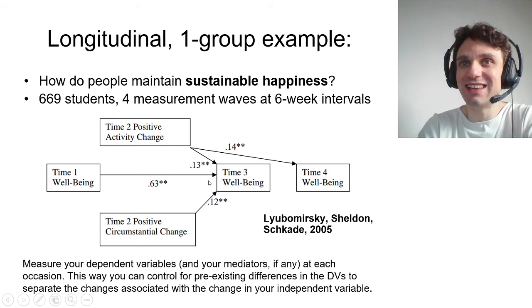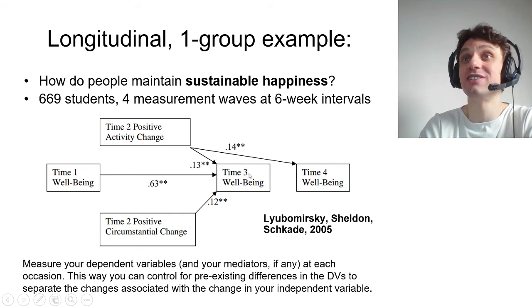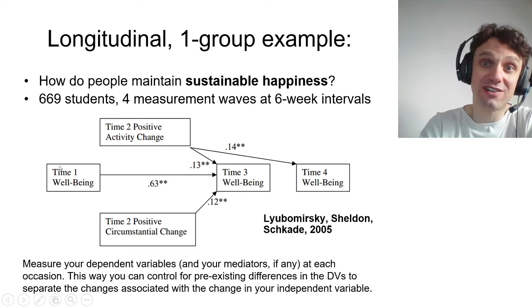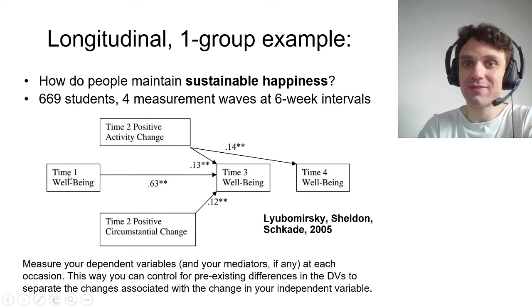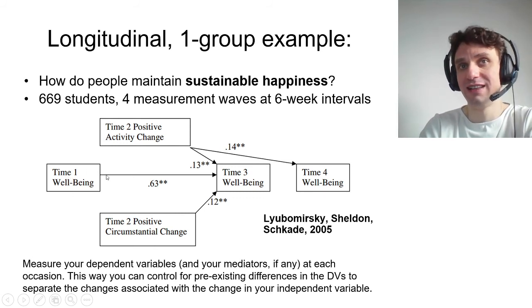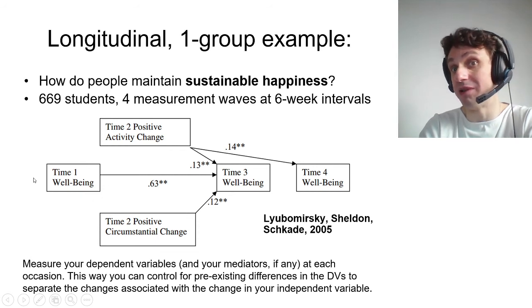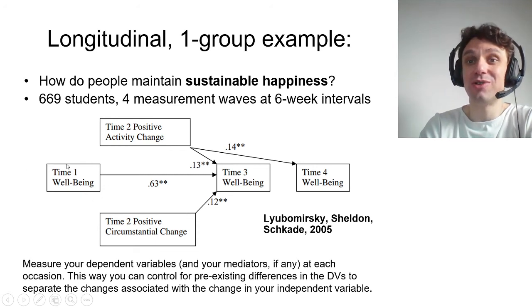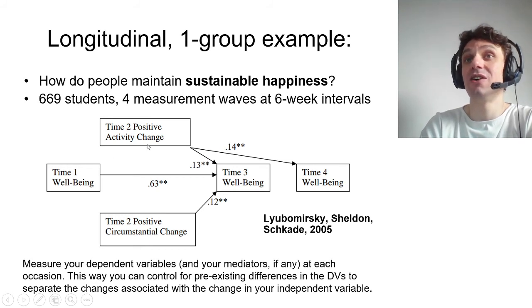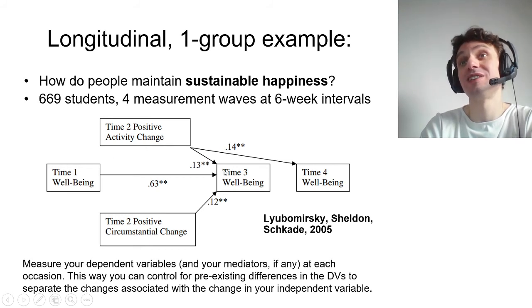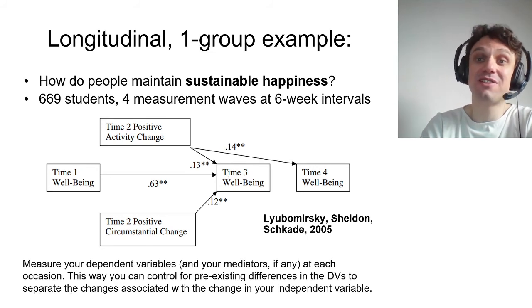And then they could see that changes during the semester could predict additional variance, additional individual differences in well-being after controlling for pre-existing differences that existed before. If they did not have this time 1 well-being score, they would not be able to make this argument, because the first reviewer would say, okay, your positive activity change predicts well-being later on, but maybe there is a third variable.